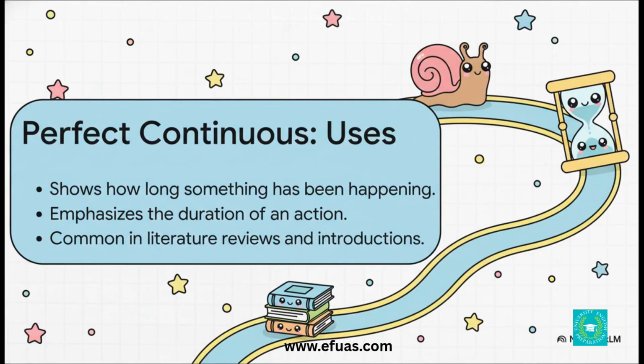So whenever you really want to emphasize how long something has been going on, the perfect continuous is going to be your best friend. That's exactly why you see it so often in literature reviews and the introductions of academic papers, where authors are setting the stage by talking about the long history of a research topic.